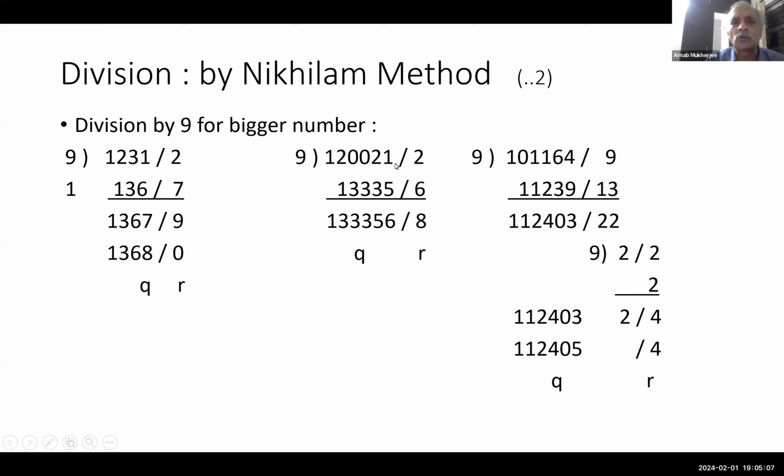1, 2, 0, 0, 2, 1. 1 is here. 1 plus 2 is 3. 3 plus 0 is 3. 3 plus 0 is 3. 3 plus 2 is 5. 5 plus 1 is 6. 6 plus 2 is 8. It is less than 9, so 8 is my final remainder. And this whole thing, 1 plus 5, or add up all these things, becomes my quotient.